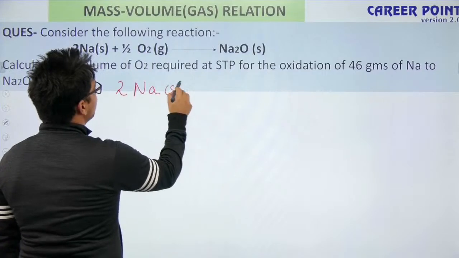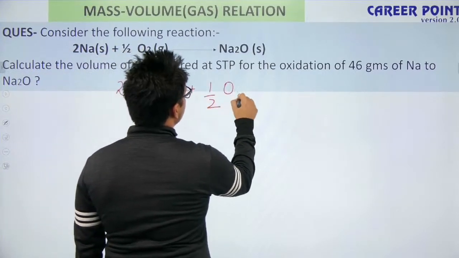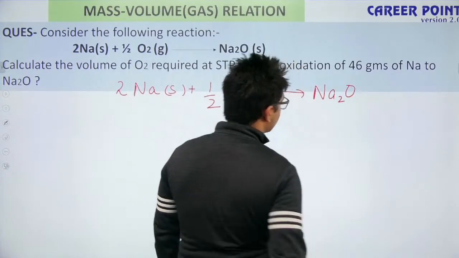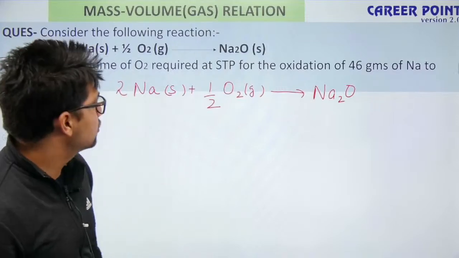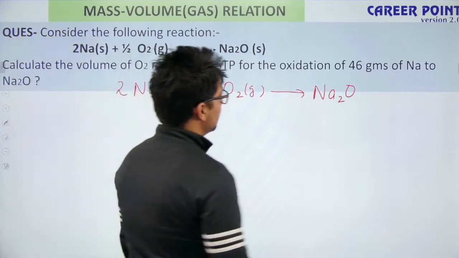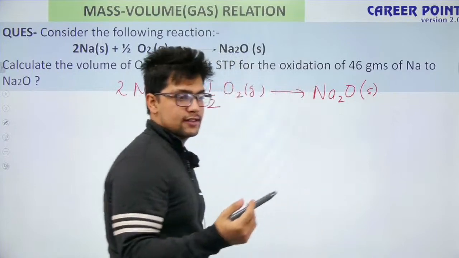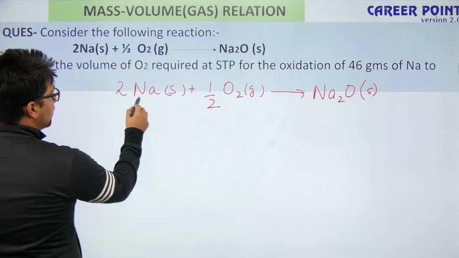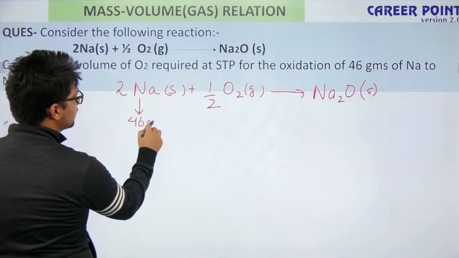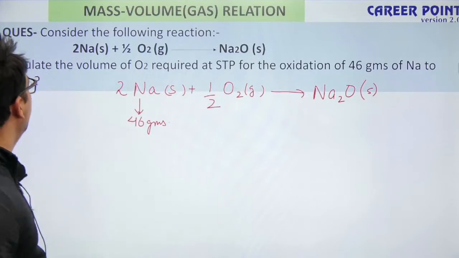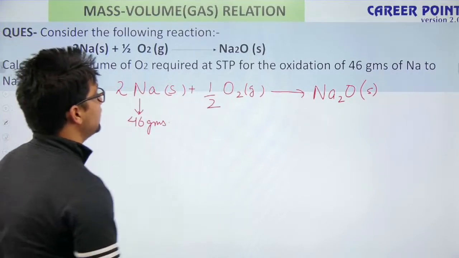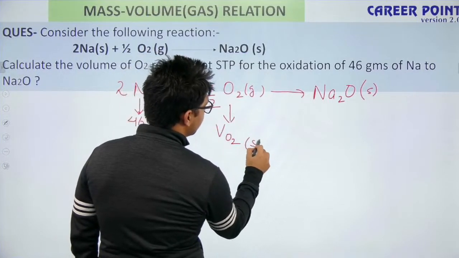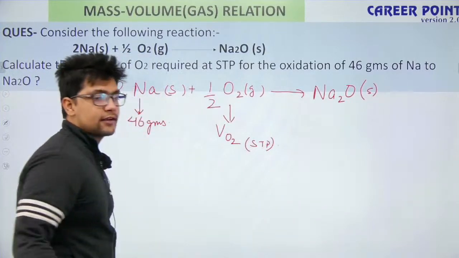We have sodium plus half oxygen, and this is giving us sodium monoxide, let's say. So this is my net equation. In this equation, what they have given us is the mass of sodium. We are provided that you have 46 grams of this component. And they are asking, calculate the volume of oxygen at STP. So we need the volume of oxygen at STP. So this is the complete question.